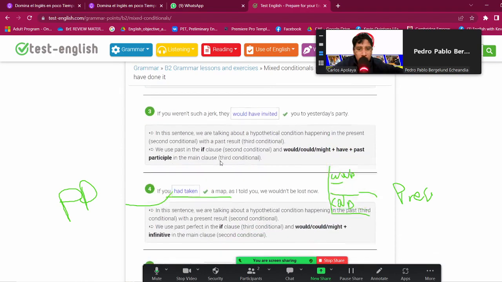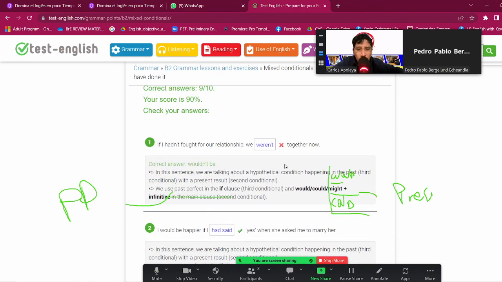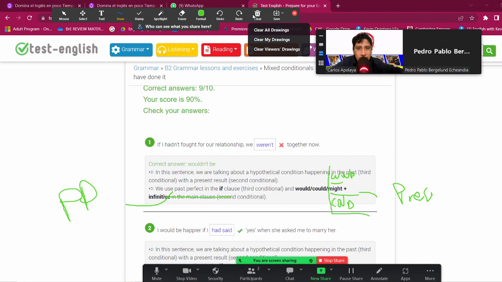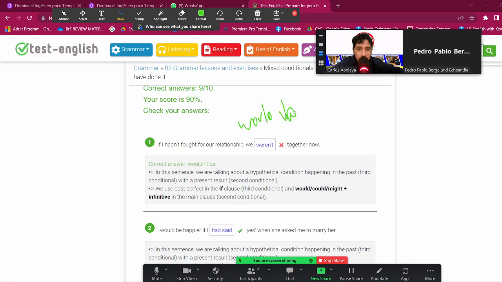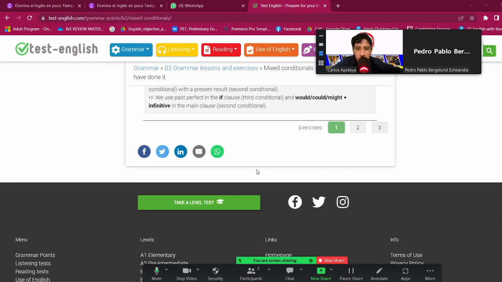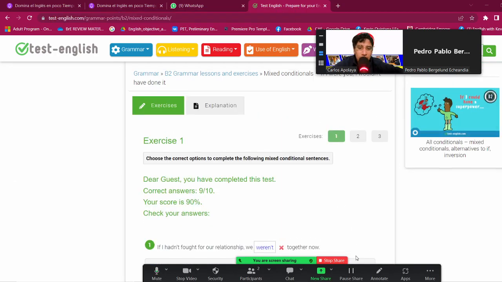Nine out of ten. The mistake is we weren't. What happened here? Analyze. This is in the past, so we need we would be. Acá tenemos el wouldn't be. It needs to be in the present. We would be. Yes, we would be. In this case, wouldn't be, but the most difficult ones are okay. So now it's super simple, right?